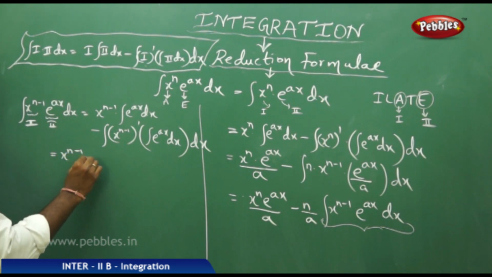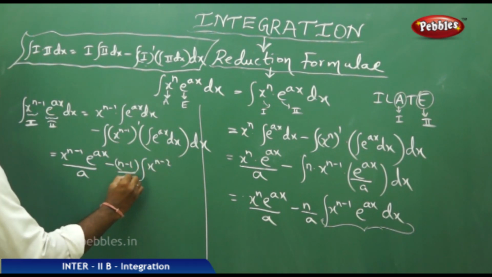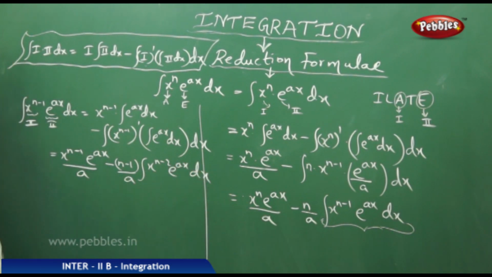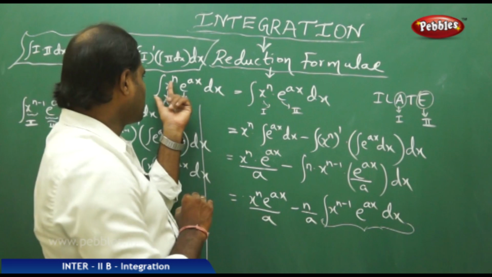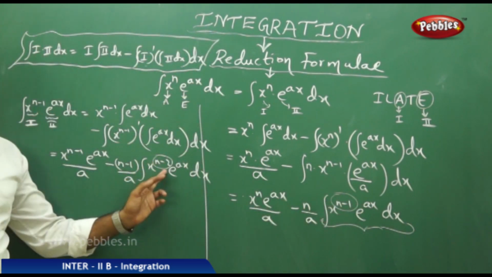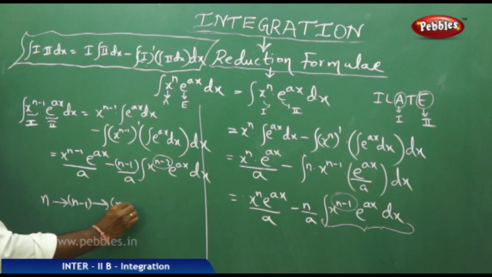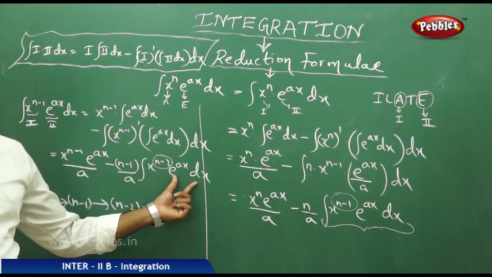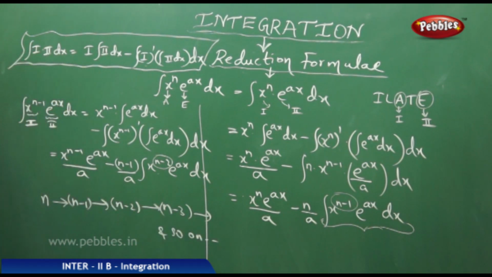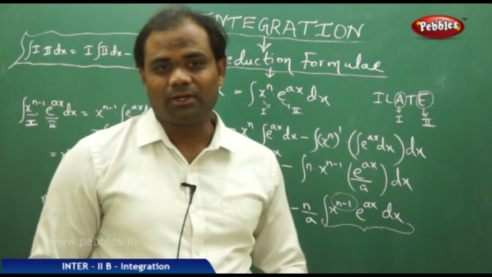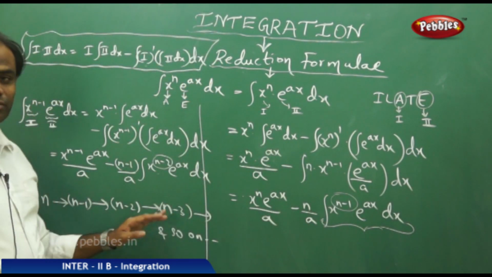This would be nothing but x power n minus 1 e power ax by a minus n into x power n minus 1 by a dx. So here again we see that this is reduced to n minus 2, and here x power n is reduced to n minus 1 and n minus 1 is reduced to n minus 2. Therefore we get a reduction where n reduces to n minus 1, this reduces to n minus 2, and again I simplified this using by parts, this reduces to n minus 3 and so on. Therefore we get a continuous reduction from n to n minus 1, n minus 1 to n minus 2, n minus 2 to n minus 3, and so on and so forth. Therefore finally it has to reduce to 1.